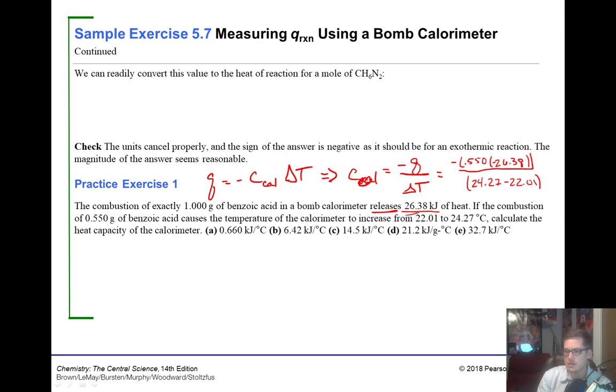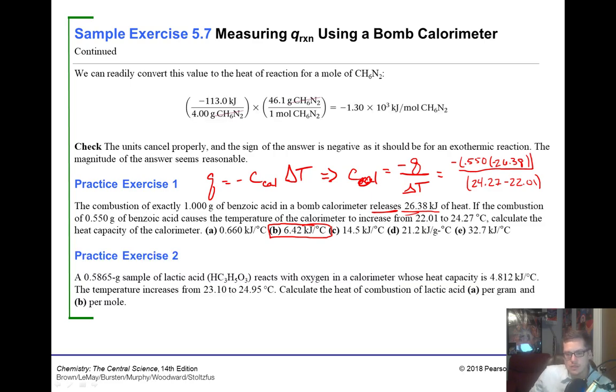So to get the heat capacity, we take negative 0.550 times negative 26.38, divided by 24.27 minus 22.01. And we get 6.42 kilojoules per degree Celsius. So that's the heat capacity of our calorimeter.